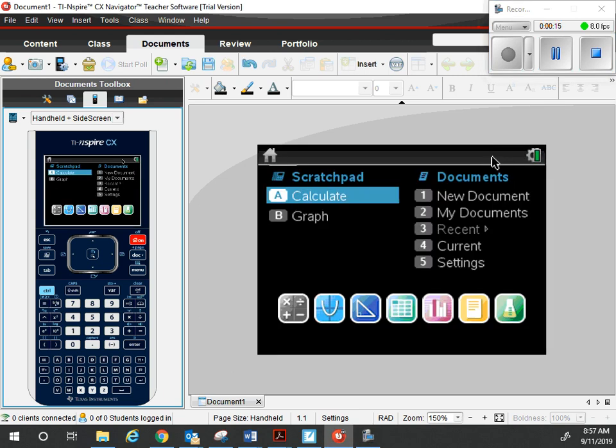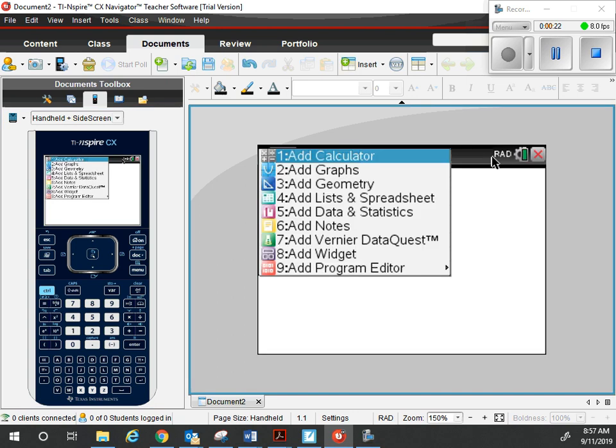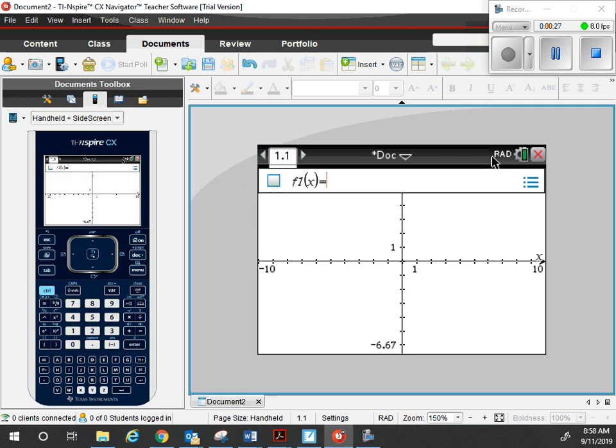So go onto your calculator. You want a new document, and you're used to adding a calculator. We're going to add a graph. Now, when you have this screen, if your screen does not have this line up at the top that says f1(x) equals, if you push tab, it will open that up. Only if you don't have it. But does everybody have f1(x) equals and then there's a cursor?